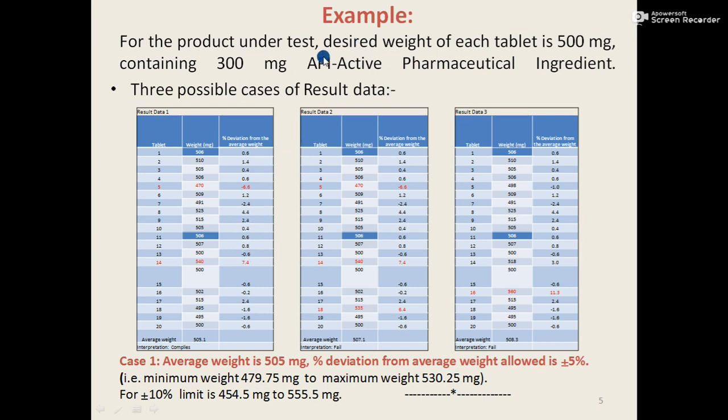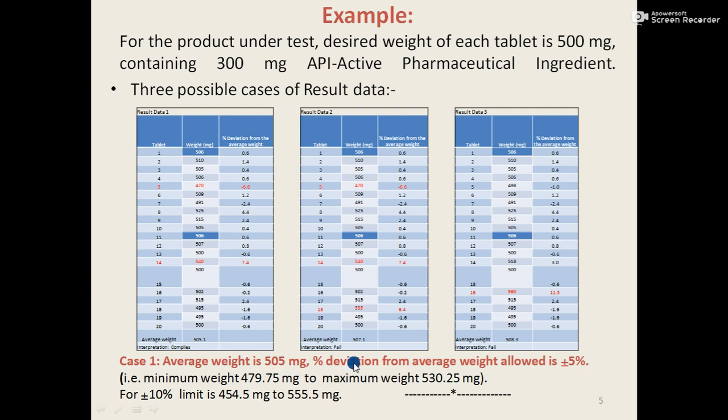For this example, I will assume one product. The product under test has a desired weight of each tablet of 500 mg, containing 300 mg API, that is active pharmaceutical ingredient. If we refer to the table 1 data, based on the weight of all individual 20 tablets, the average weight is 505.1. So here the average weight is 505 mg.